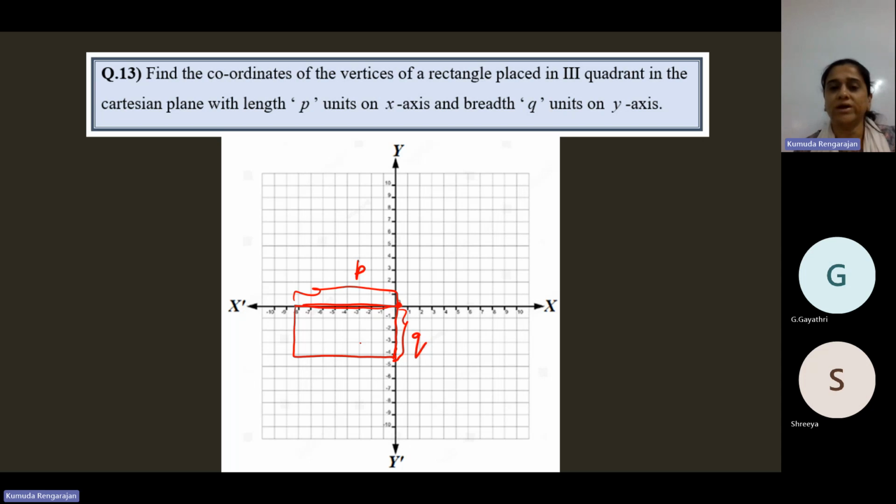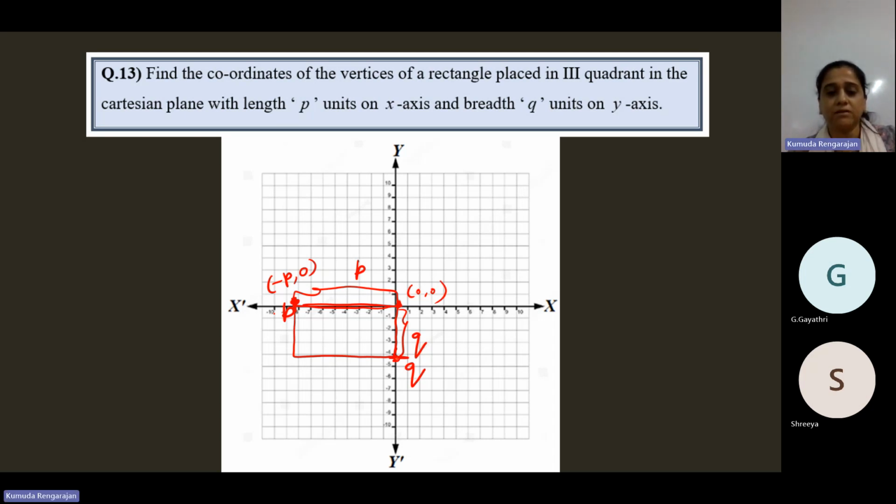We understand all the conditions. Where is the rectangle? It is in the third quadrant. The length is p units, breadth is q units. Length p is on the x-axis, breadth q on the y-axis. So the rectangle is like this. What are the coordinates of this point? 0, 0. This one? Don't see the marking. Don't say minus 8. No, it's p units. So the marking here is p. The marking here is q. So this is minus p comma 0. Very good.